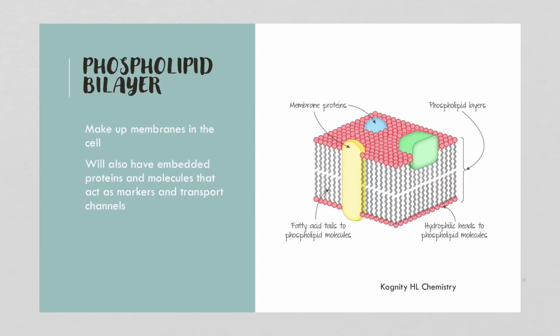Our phospholipid bilayers, as I talked about already, make up membranes in the cell. They will also have embedded structures, so proteins and molecules that act as markers. Some of them might be channels for transport. Some of them may be markers. They may be used for communication. There's lots of purposes for things to be embedded into the bilayer.